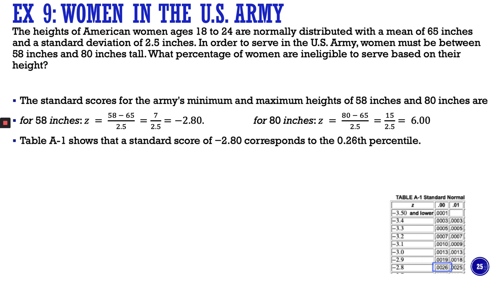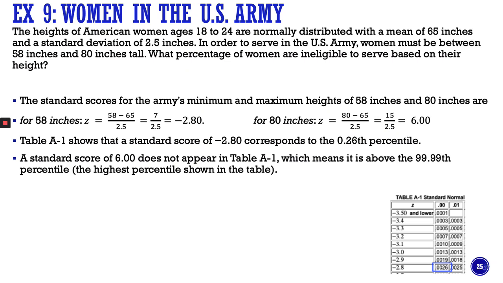So the table shows the standard score of negative 2.8, and then corresponding with 0 gets us to the 0.26th percentile. A standard score of 6 does not appear in our table. So remember, it only goes to about negative 3.5 to 3.5. This means it's above the 99.99th percentile, which is the highest percentile shown in the table.